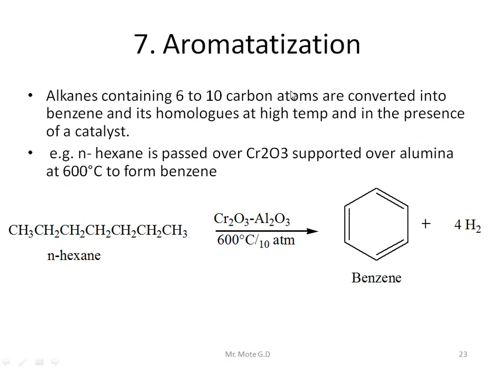The last one is aromatization. Alkane containing 6 to 10 carbon atoms is converted into benzene and homologous compounds at high temperature in the presence of a catalyst. So n-hexane is passed over chromium trioxide supported on alumina at 600 degrees centigrade and atmospheric pressure to form benzene, and hydrogen is liberated.